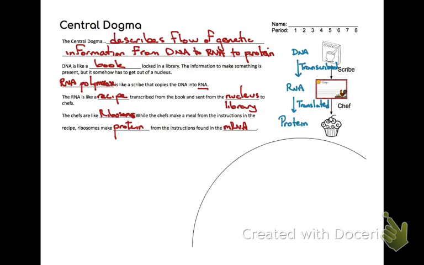Let's take a look again at how this occurs within the cell. Now, again, what we're going to do like we did in the past is we're going to label this inner structure here as the nucleus. And so everything on the inside of this quarter circle here is happening inside the nucleus, and everything outside of it is taking place in the cytoplasm.